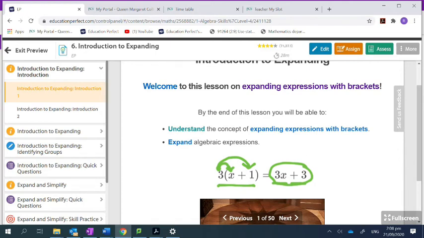Yes? You said that you don't add them together. Well, they're not added together. The answer is 3x plus 3. We can't add them together, so you just put it with a plus between them, because there's a plus between the terms originally, right? So that's just the sign that's separating them. So they're not technically added together.